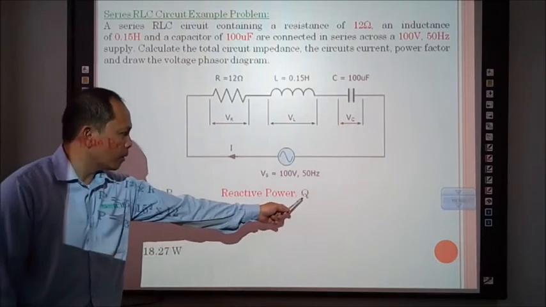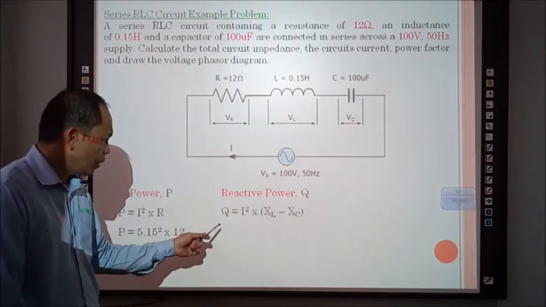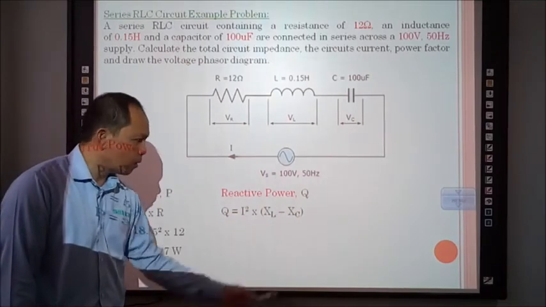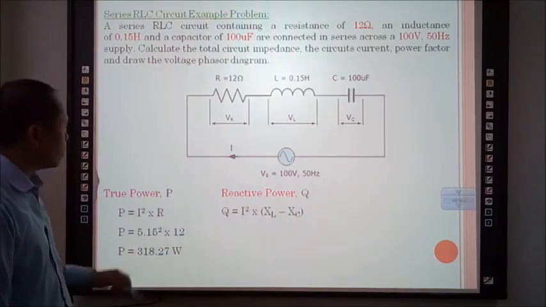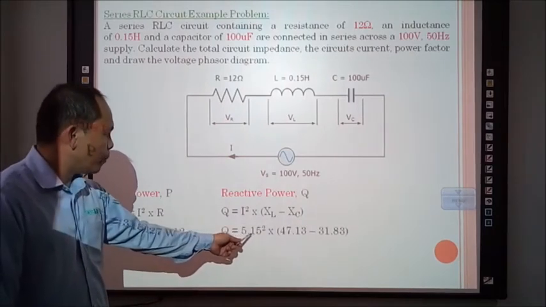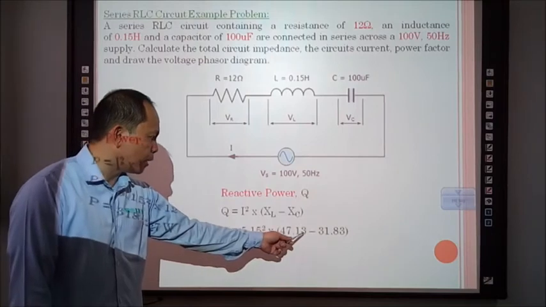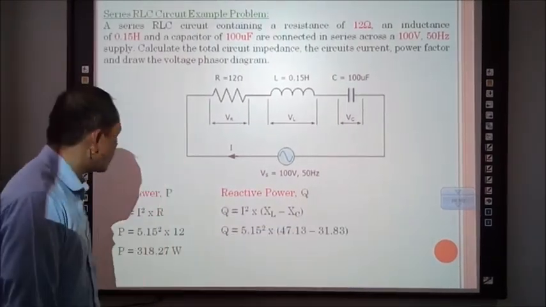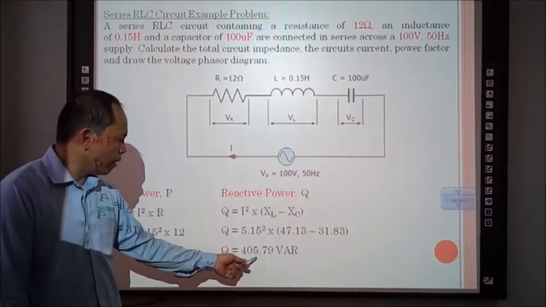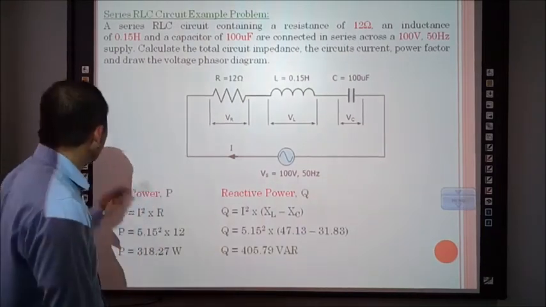Next is the reactive power. So reactive power, the symbol is Q. The formula is Q is equal to I squared times, open parenthesis, XL minus XC, close parenthesis. Substitute the value of I, XL, and XC. So Q is equal to 5.15 squared times, open parenthesis, 47.13 minus 31.83, close parenthesis. And Q is equal to 405.79 VAR.